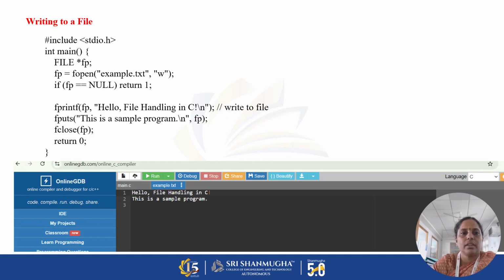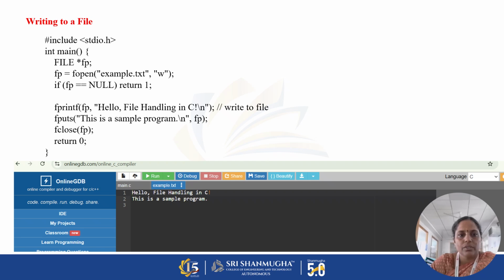Next, writing to a file. In main, here also we are going to give the file pointer, then open the file in write mode. Here we are going to use this program to write to another text file. So fp, if it is NULL, it returns.